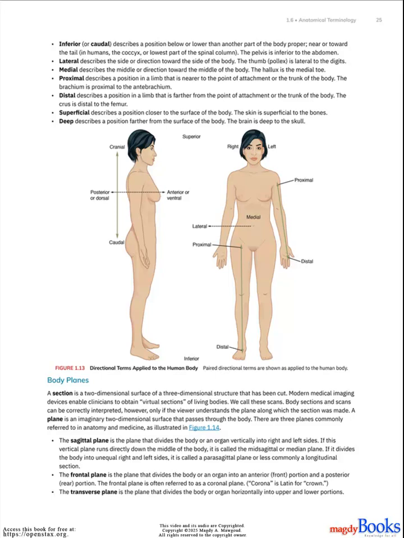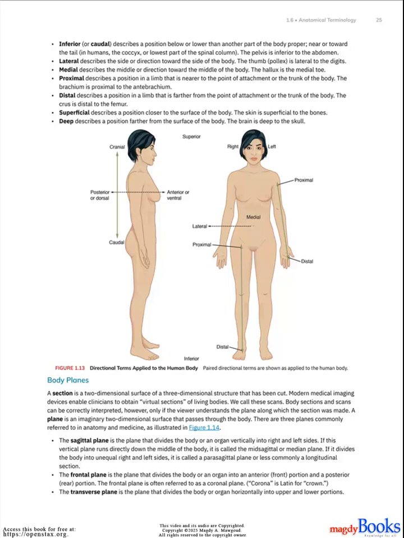1. The sagittal plane is the plane that divides the body or an organ vertically into right and left sides. If this vertical plane runs directly down the middle of the body, it is called the mid-sagittal or median plane. If it divides the body into unequal right and left sides, it is called a parasagittal plane, or less commonly a longitudinal section.